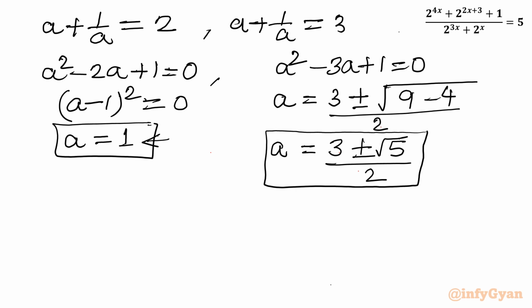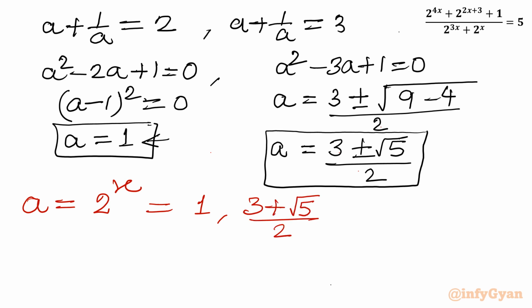Why? Because a was our substitution. Let me write here 2 raised to the power x, and values are 1, 3 plus root 5 over 2 and 3 minus root 5 over 2. All values are positive, so all values are acceptable values. Let us find out x with the help of log.